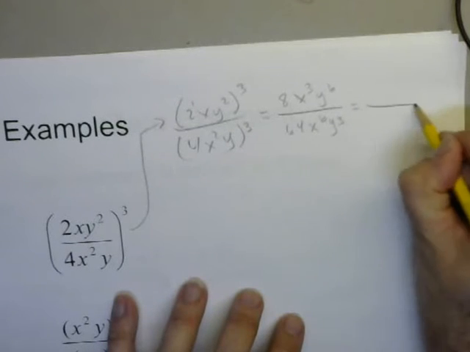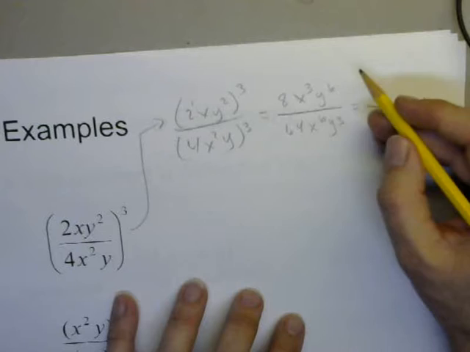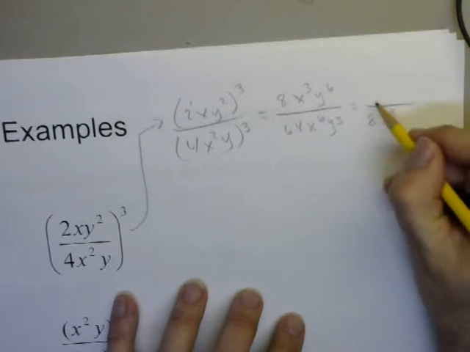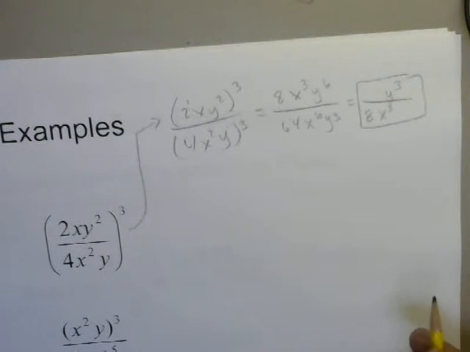So 8 goes into 64 8 times. Here I'll just get an x to the third in the bottom, because I'll take 6 minus 3. And then finally I'll get y to the third. And again, none of the exponents are negative, so that's simplified, right?